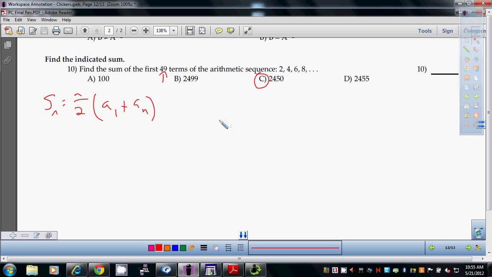But if you hadn't seen that, which I didn't, so 49 over 2 times a sub 1 plus a sub 49. The 49th even number is, I believe, 98 if you do the a sub n formula for that one. Again, the formula to find a sub n for arithmetic is that formula right there. So 24.5 times 100 is 2450. Questions?